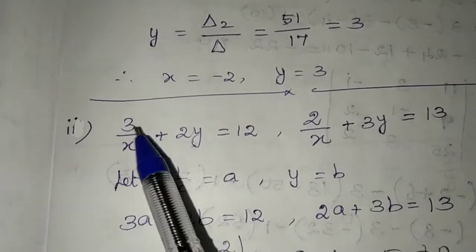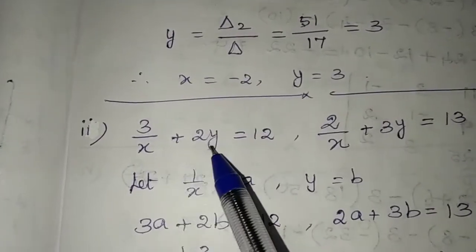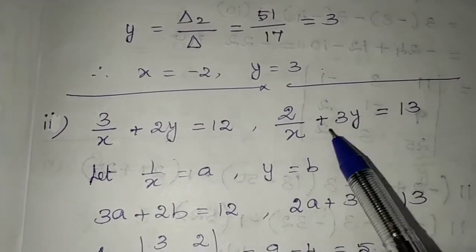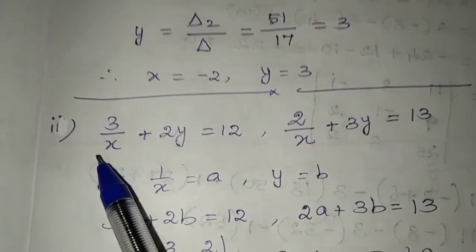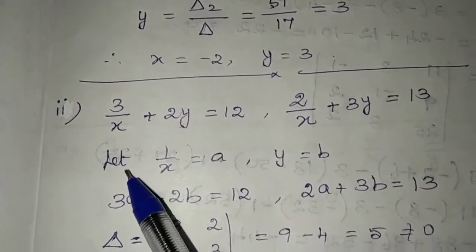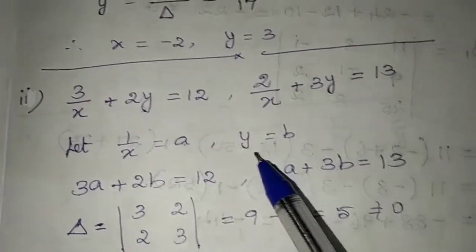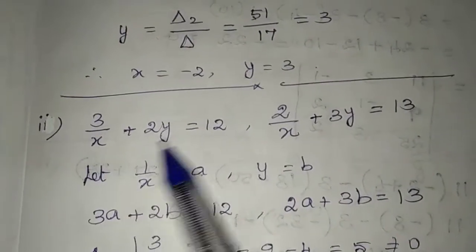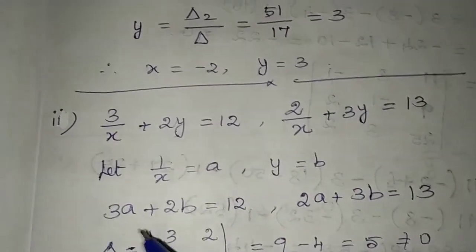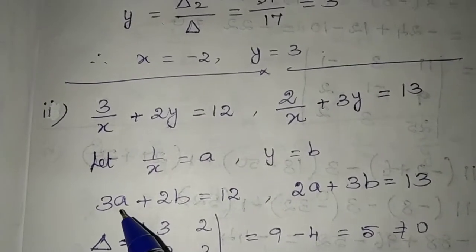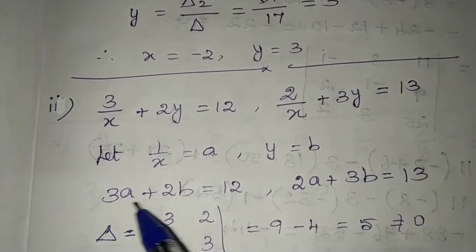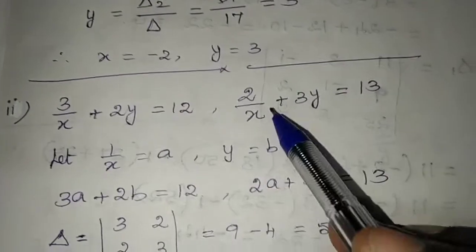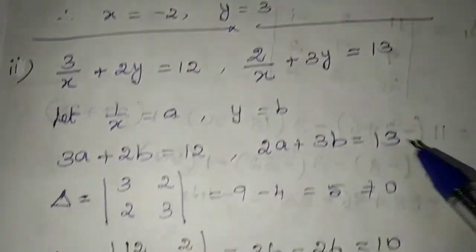And similarly, second sum: 3 by x plus 2y equal to 12, 2 by x plus 3y equal to 13. Here division by x is there. Then let 1 by x equal to a, y equal to b. That means the equations can be written 3a plus 2b equal to 12, 2a plus 3b equal to 13.